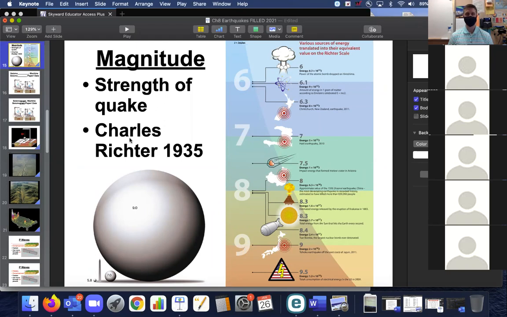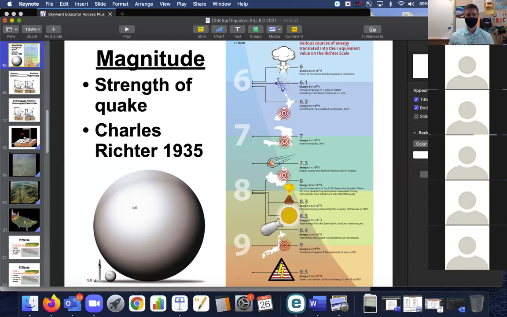Something to remember is that when we're talking about magnitude, as it changes from one number to the next number, it is 10 times bigger than the previous number. So if you're comparing an earthquake that's a 2.0 and a 3.0, the 3.0 is 10 times bigger than the 2.0. So it's not just a linear increase in the amount of power or the strength of an earthquake.